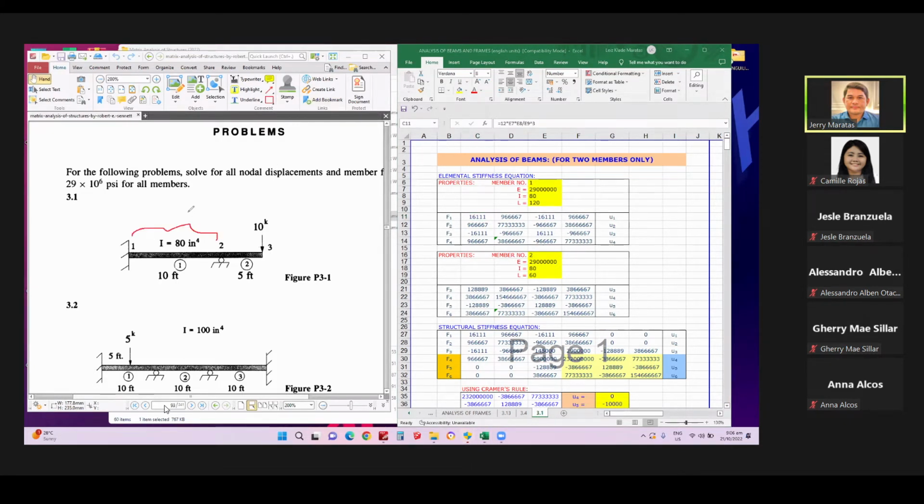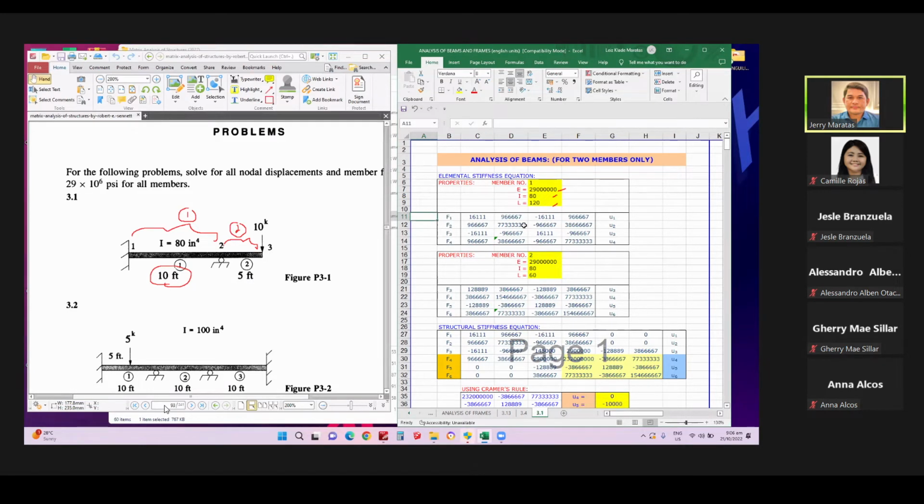So this is our member 1, and this is your member 2. So here you input E, I, and L. The length of member 1 is 120 inches. Okay, so for the member, you input those 12 EI over L cubed. Remember, no? And 6 EI over L squared. This is also 6 EI over L squared.